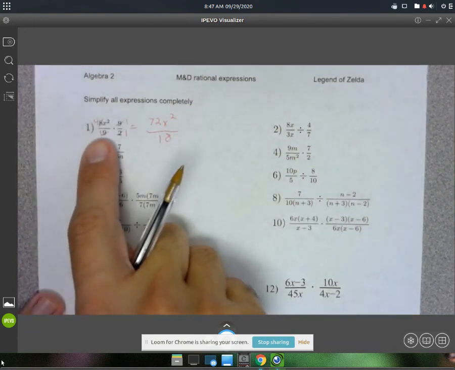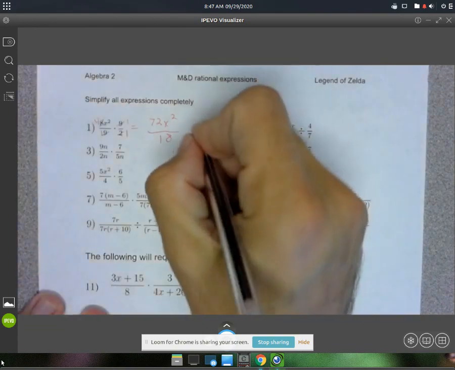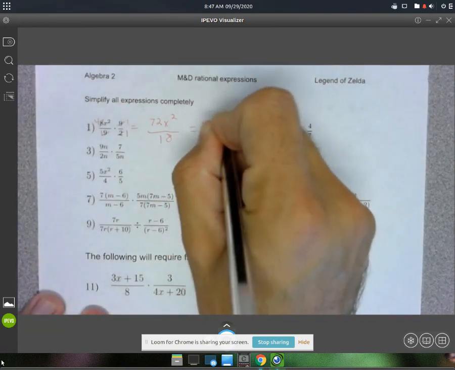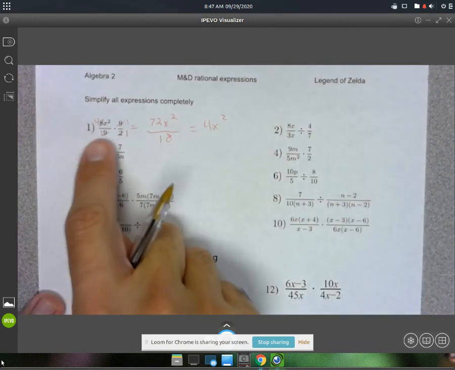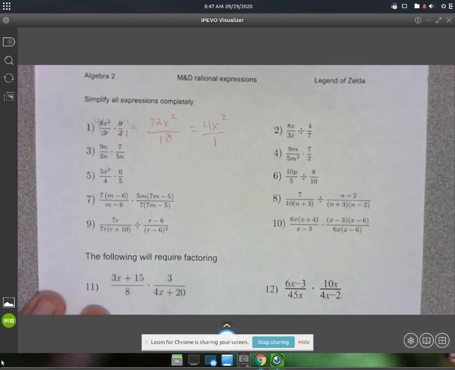All right, now when you multiply straight across, you have 4x squared times 1, so you get just 4x squared. And then on the bottom, you get 1 times 1, so the denominator would just be 1. All right.